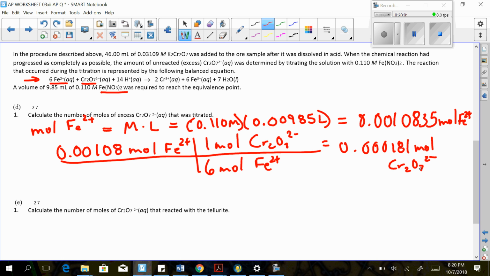Okay, so we earn 1 point for either finding the number of moles of the iron or using this mole to mole ratio. And then we earn the second point for having the correct answer for this right here.